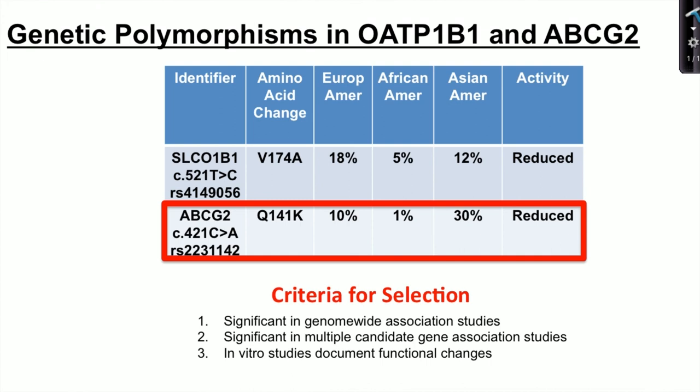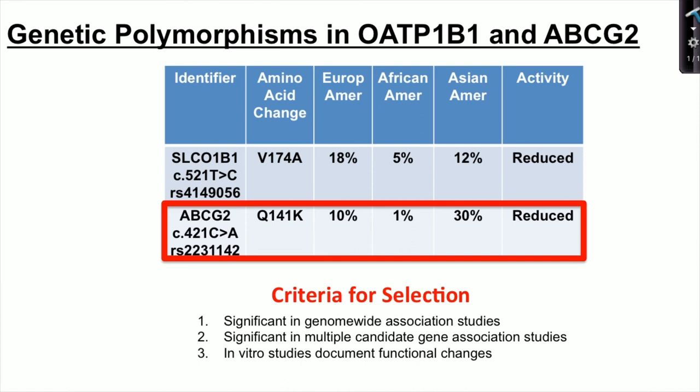I now want to go to ABCG2. So ABCG2, remember, encodes breast cancer resistance protein. The allele here is a Q141K, so it's changing the amino acid. You call those, by the way, non-synonymous variants or missense variants. And I'm reminding you that it's very striking for its presence, if you will, or allele frequency, in Asian populations. 30% is a pretty high allele frequency. And remember, it has met these three criteria. Let's go through those three criteria for this one.